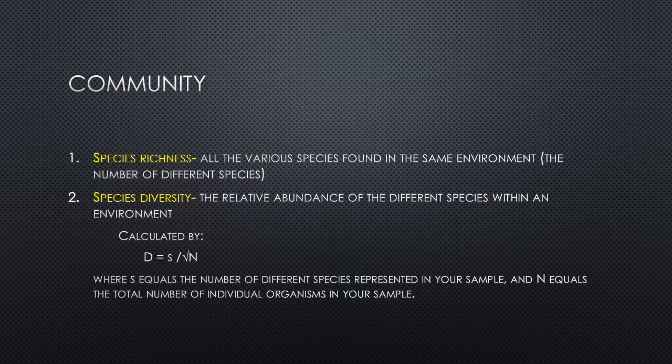The species diversity is the relative abundance of the different species within that environment. And it's calculated by this formula here, D being species diversity, and S being species richness. So the diversity is equal to the species richness divided by the square root of N. N is the total number of individual organisms in your sample. You will need to know how to use this particular formula, because the higher the species diversity, the healthier the community is. So let's move on to the next slide, and we will do a little calculation and try to work with some of these.